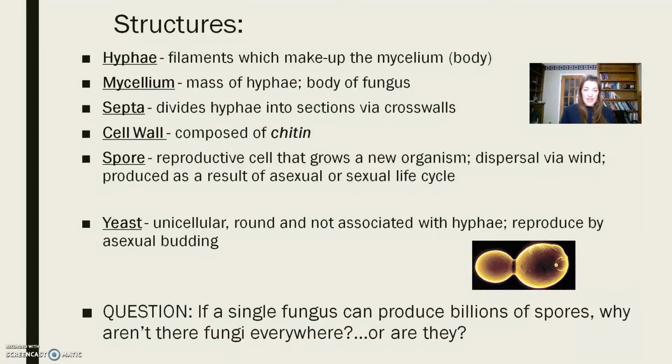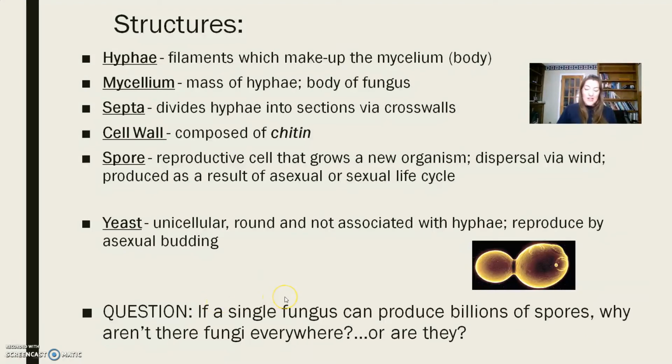Now, yeast. Yeast is actually unicellular. It's round and it doesn't have any hyphae. And it reproduces by asexual budding. So in this picture down here, if you've ever made bread or anything that uses yeast, they're just like little balls. When they reproduce, this is what it looks like. They have this little bud right here, and they create another one. So they're like little clones, kind of.